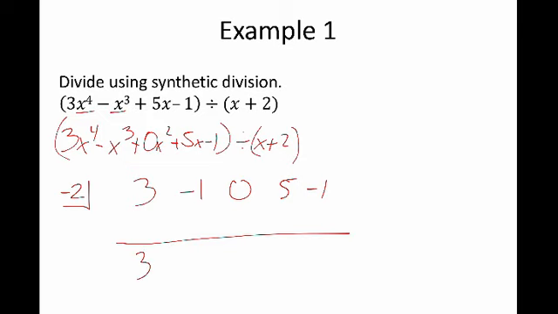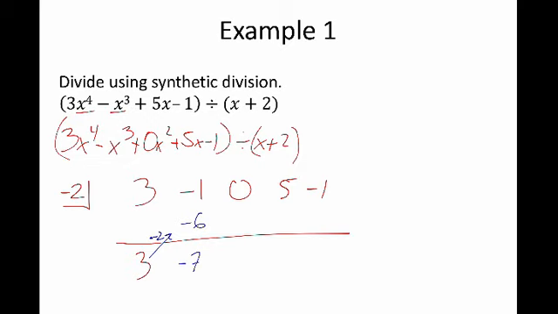And we're always multiplying, and I'm going to jot these notes down as we're going along. I typically don't do this, but just for the first time you ever see this. We're going to take that 3 and multiply by negative 2, which gives us negative 6. We're going to add the negative 1 and the negative 6 together, and we get negative 7.